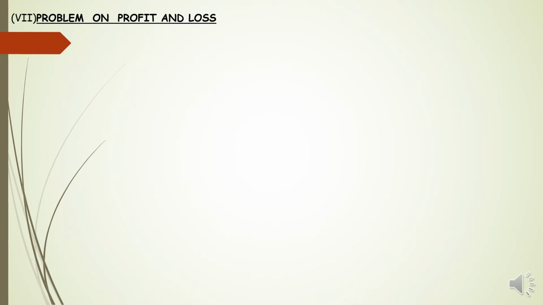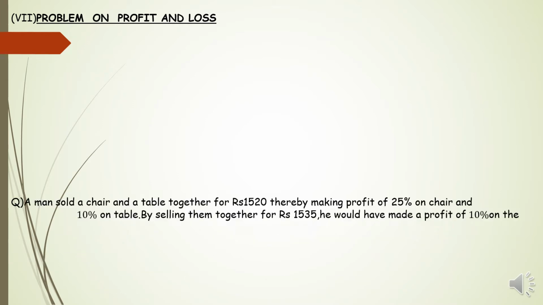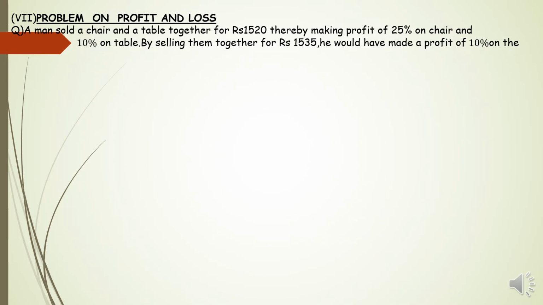Next, we can do a problem based on profit and loss. A man sold a chair and a table together for rupees 1,520, thereby making profit of 25% on chair and 10% on table. By selling them together for rupees 1,535, he would have made a profit of 10% on the chair and 25% on the table. Find the cost price of each.